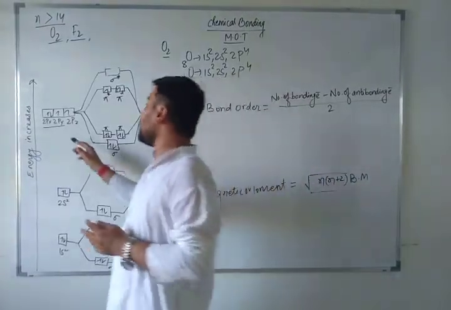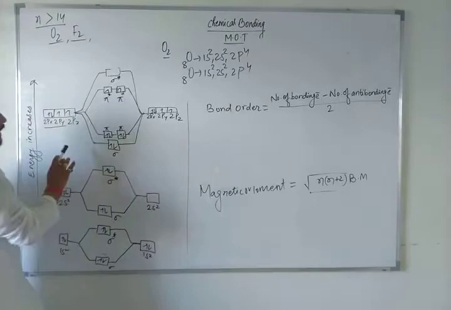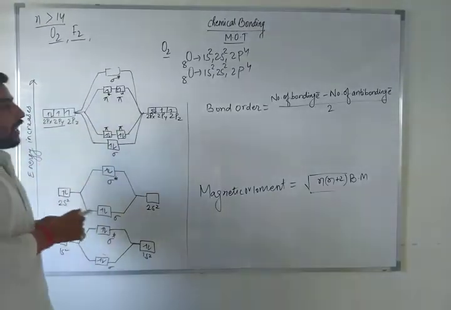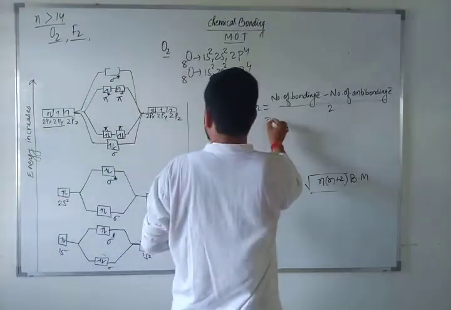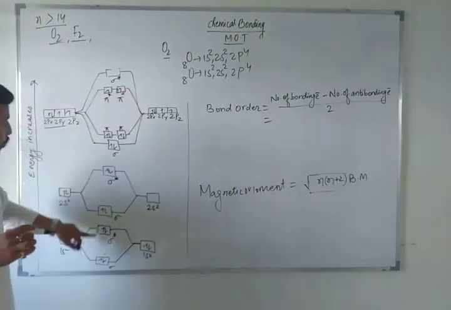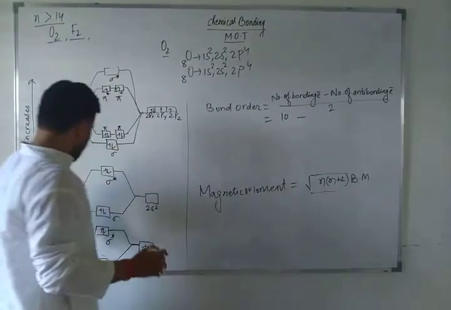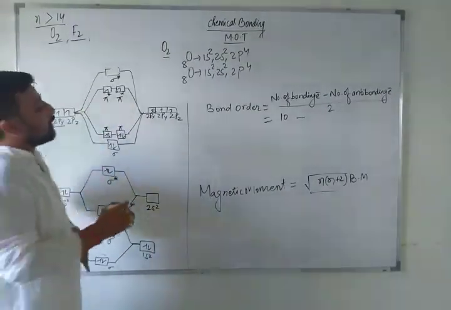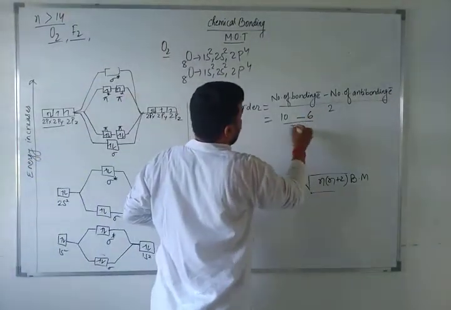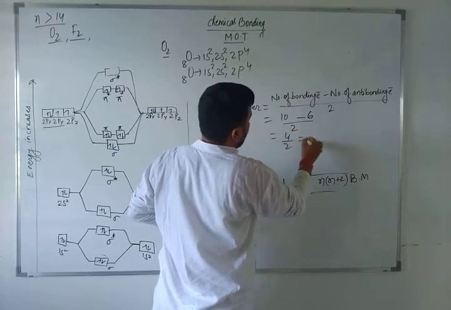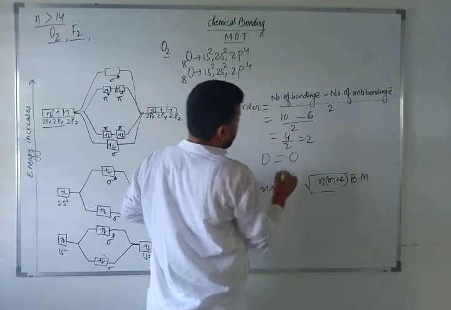As you have seen here in the oxygen atom, if I talk about it directly, the bond order is equal to Nb minus Na by 2. Number of bonding electrons: 2, 4, 6, 8, 10. Number of anti-bonding electrons: 2, 4, 6. 10 minus 6 by 2, that is 4 by 2, that is equal to 2. So oxygen will have a double bond.